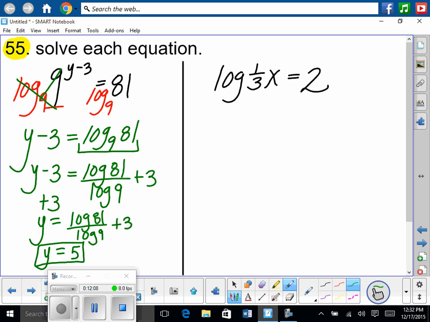All right, on this next one, a lot of people confuse that 1/3 as being a base, but it's not. Log of 1/3 of x is equal to 2, so we're solving a logarithmic equation here.